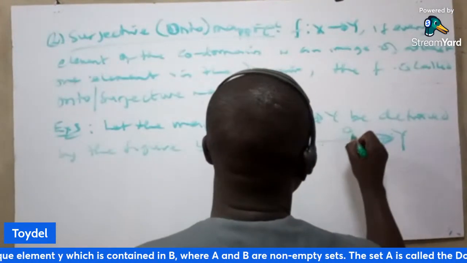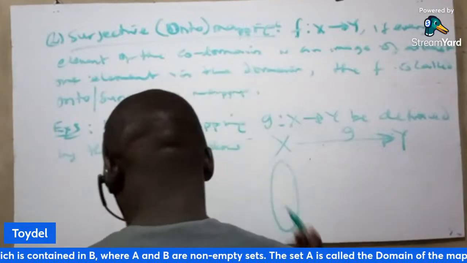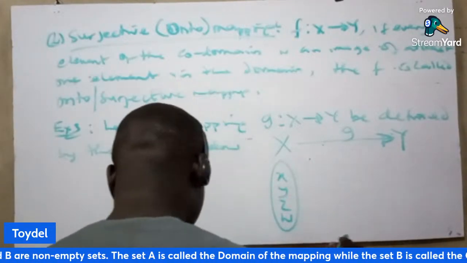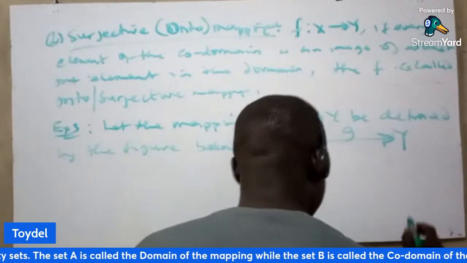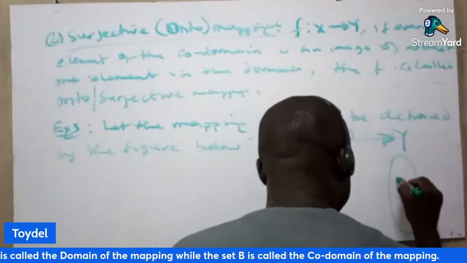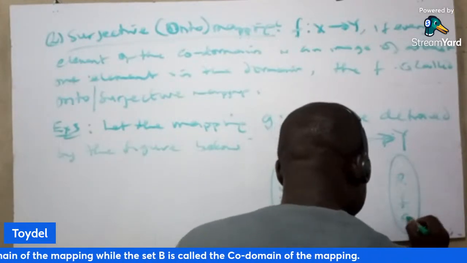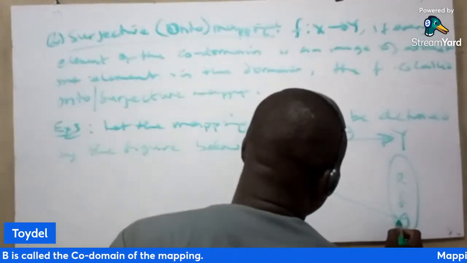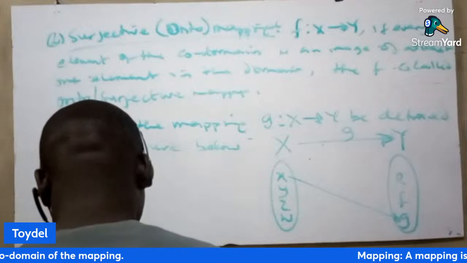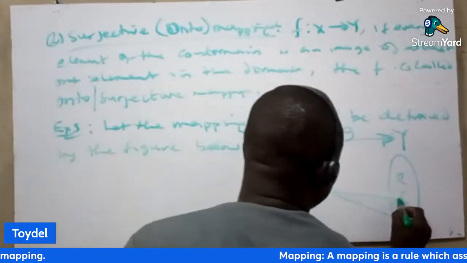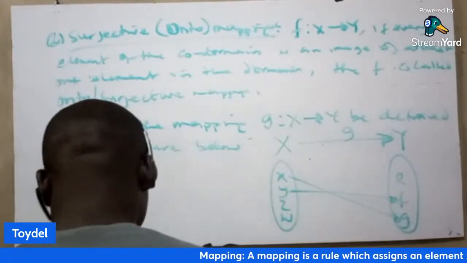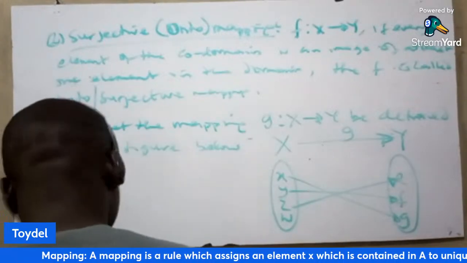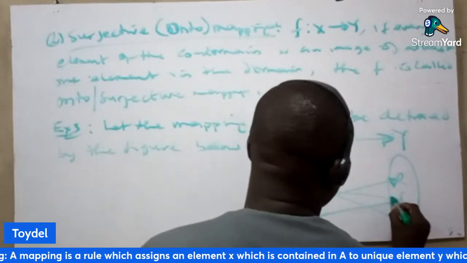The relation is G here, not F. You can use any letter. So we have X, Y, Z, W. Then here I have E, F, G. So what do we have there? We have X to G. We have Y to F. We have Z to E. Then we have W to F.